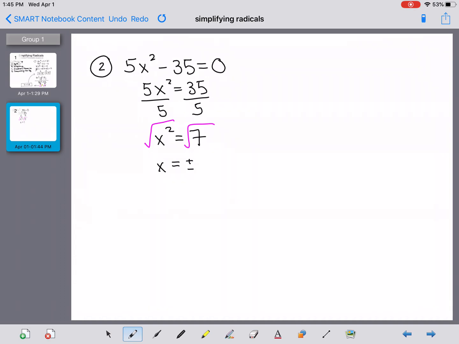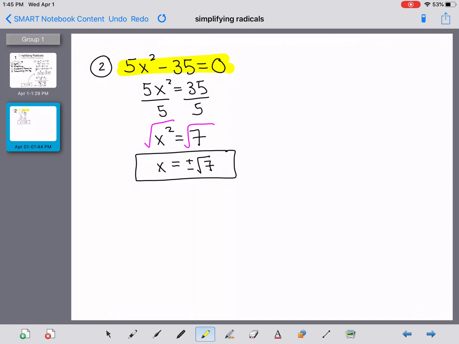2.6457, blah, blah, blah. We're not going to write down decimals. We would leave our answer as the square root of 7. So the two answers for this question are square root of 7 and negative square root of 7. This problem was not factorable.